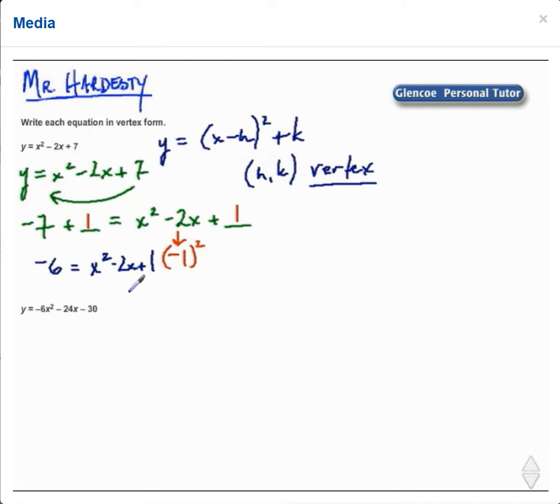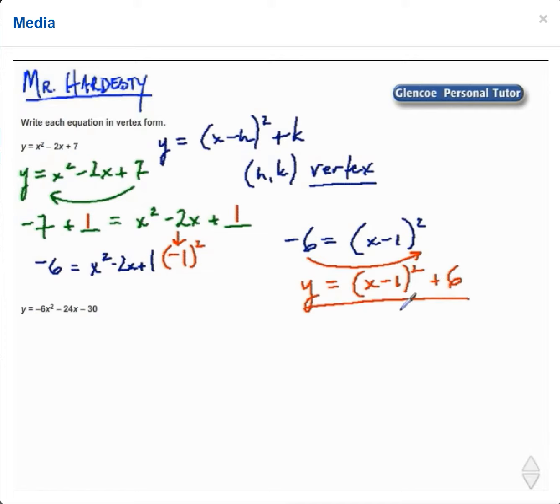Negative 6 is our sum on the left side, and x squared minus 2x plus 1 I'll rewrite as our trinomial. We want to express that in its perfect square form. That is, negative 6 set equal to x minus 1 times itself. That is, x minus 1 squared. Finally, we'll take our constant and send it back to the right side and say y equals the quantity x minus 1 squared plus 6. And that is our equation in vertex form.